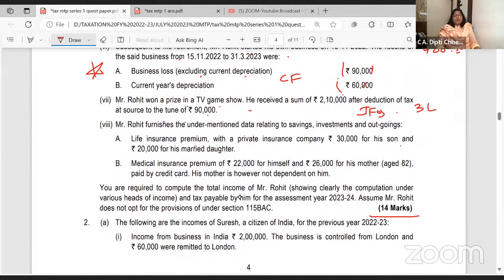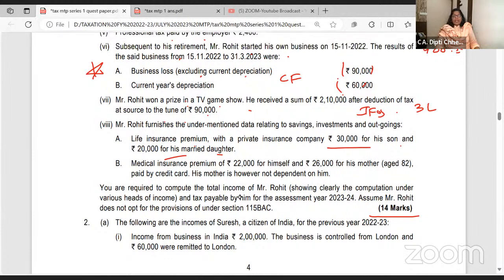Can you give LIC for married daughter also? Yes. Okay. I am paying PPF for my son and taking deduction. My LIC is paid by my father and he's taking deduction right now also. So is this a tax planning? Yes. You can pay LIC for self, spouse and children.